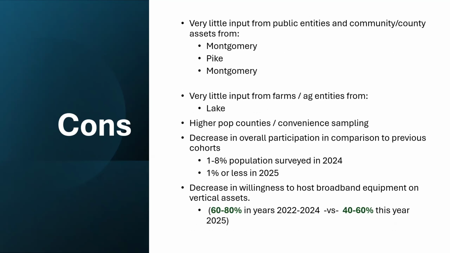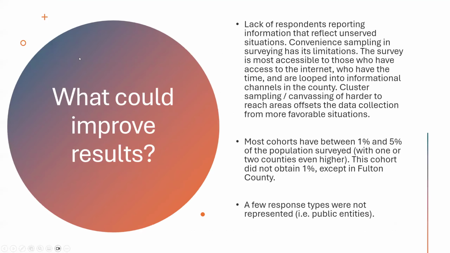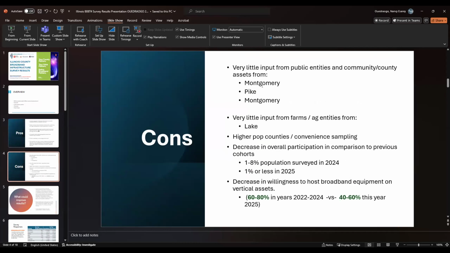And then some of the cons. The public entities were not well surveyed in the following counties. And I don't know why Montgomery's there twice. There's always going to be an error, folks. That I will change. Let's just see if I can get that changed real quick. That's Macoupin.